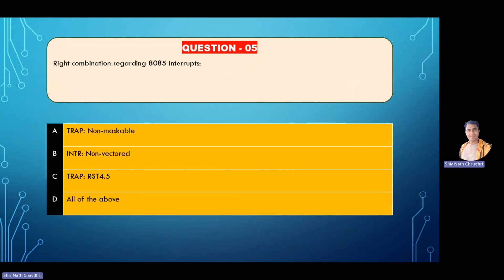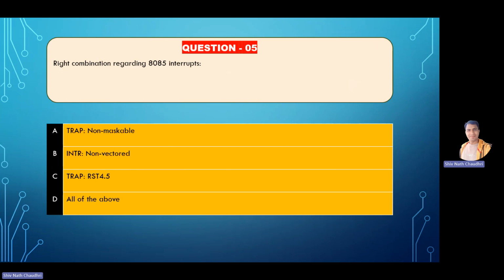Question number 5 is: right combination regarding 8085. Option A is TRAP, which is a non-maskable interrupt. INTR is a non-vectored interrupt. TRAP is also called RST 4.5.